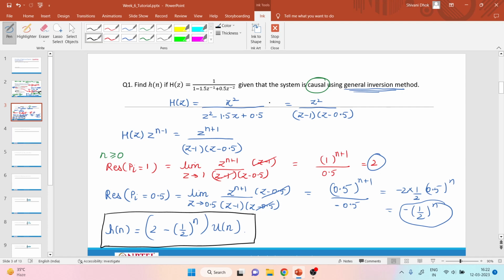There were two methods that we had done. One was we considered h of z by z equal to c1 upon z minus 1 plus c2 upon z minus 0.5, the partial fractions method, found the values of c1 and c2 and obtained this equation. The second method was we considered this equation as it is, 1 upon 1 minus 1.5 z to the power minus 1 and so on. Both of these methods gave the same answer. Now we are using this general inversion method and we observe that we are getting the same answer, just for a check.